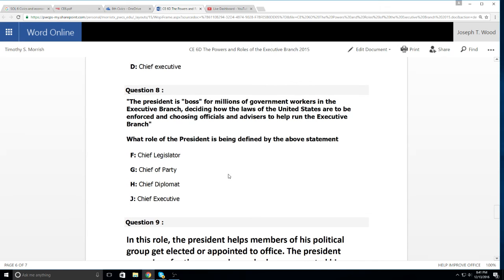Number 8, the president is the boss for a bunch of workers in the executive branch, and he's enforcing, and choosing officials and advisors to help run the executive branch. What role of the president is being defined by the above statement? This should be a gimme. Please don't miss it. Nobody, hopefully.